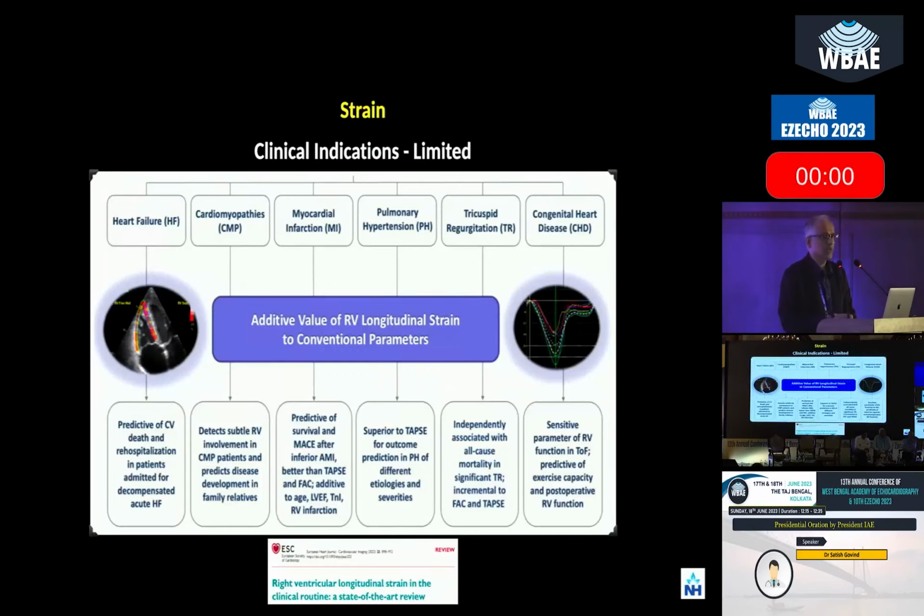Where are we in terms of clinical applications? Here is a nice summary as to how we should look at RV strain and how we should go about doing it. First and foremost is heart failure, irrespective of what it is.